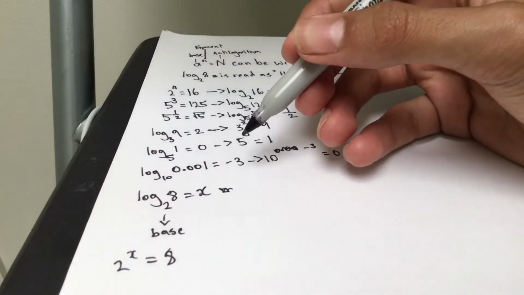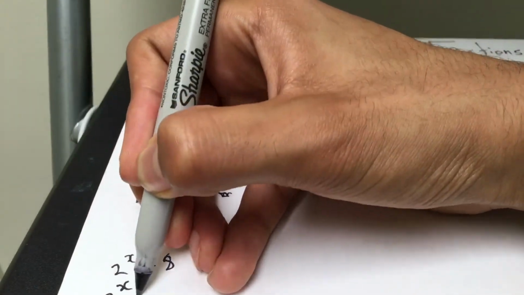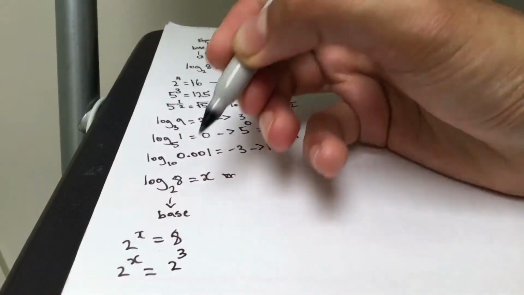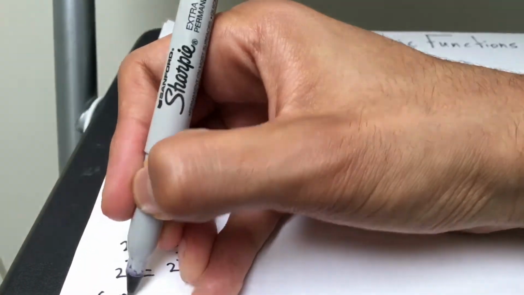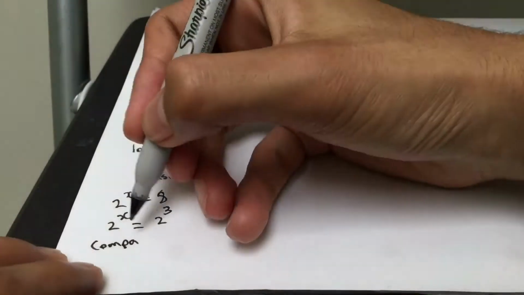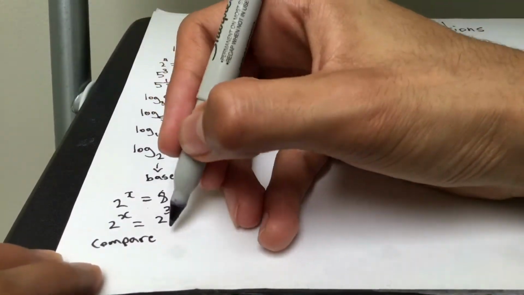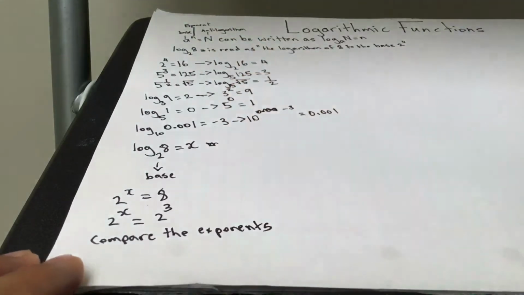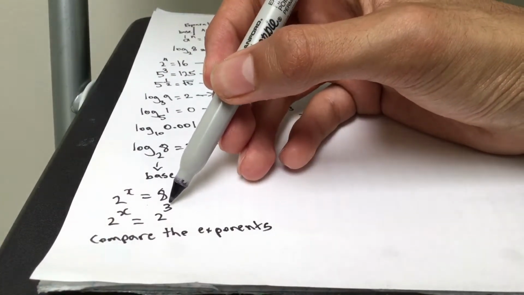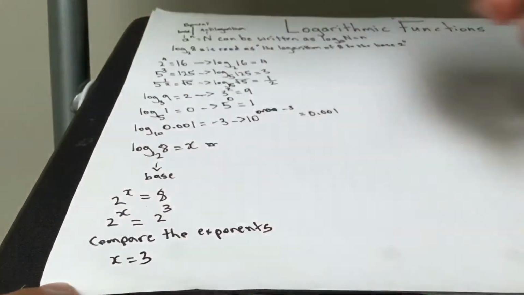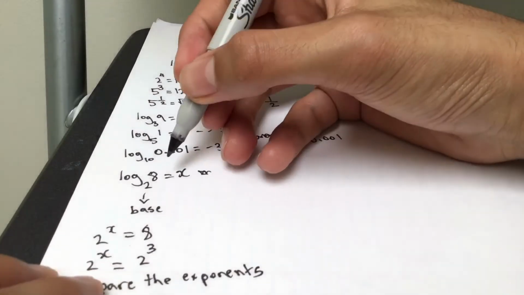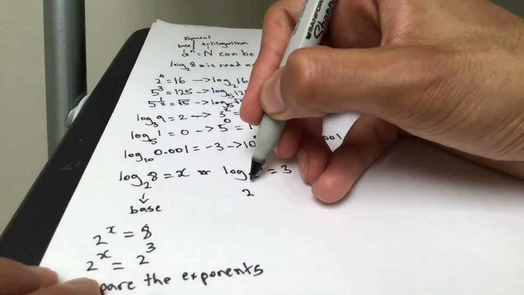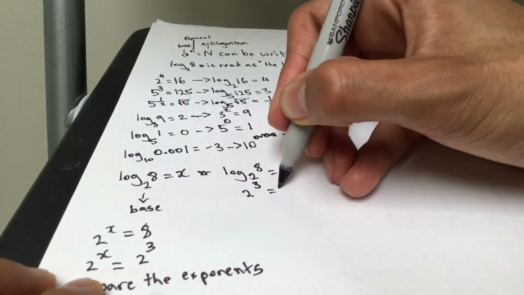Now we have to change 8 into an exponential form. We write it as 2 to the power of 3. The next step is to compare the exponents. When we look at this, we see 3, so that's our answer. So x is equal to 3. We found our missing value: log 2 8 is equal to 3. That means 2 to the power of 3 is equal to 8.